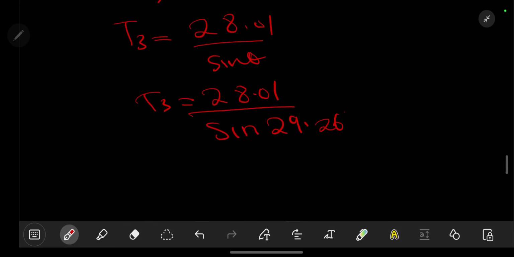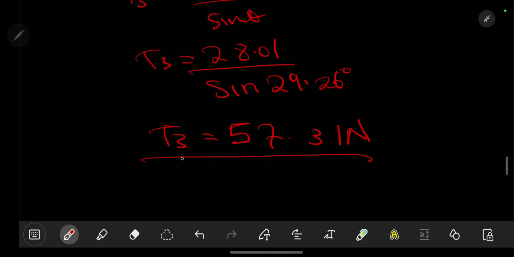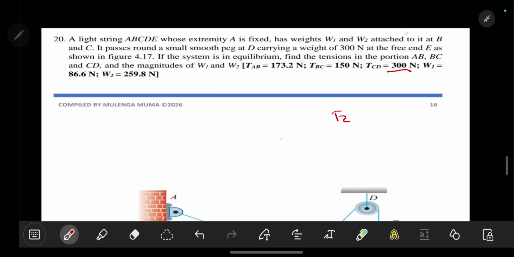29.26, 26 degrees. So our T3 is equal to 28.01 divided by the sine of the angle 29.26. This is giving us a value of 57.31 newtons. So that is how we solve that one. Let's move on to our next problem.